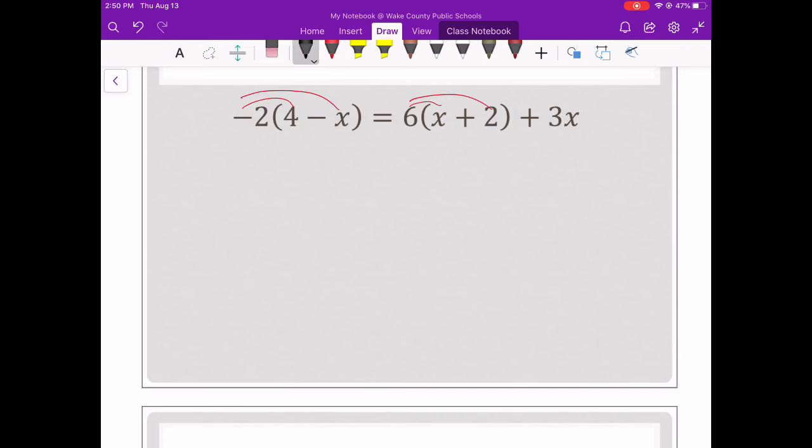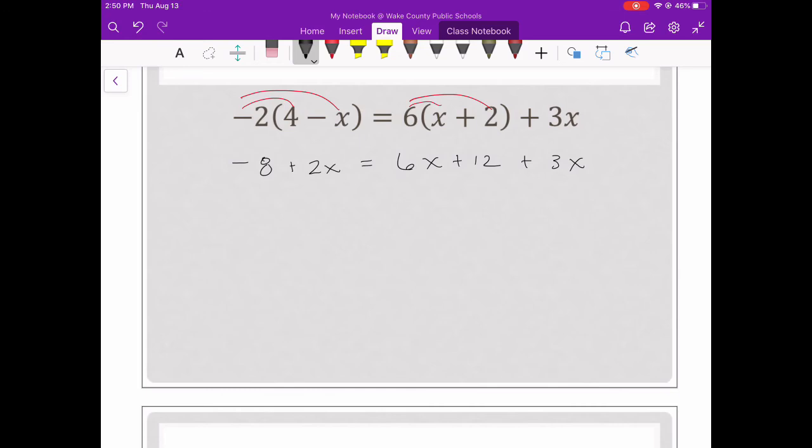So that's going to give me negative 8 plus, because a negative 2 times a negative 1x is positive 2x, equals 6x. 6 times x is 6x, and 6 times 2 is 12, and then I have my plus 3x. Notice that I don't have these parentheses any longer, because once I distribute, I no longer need them. Now I'm looking to simplify and combine like terms. Are there any like terms on the left? No. Negative 8 doesn't have an x. 2x has one. They're not like terms.